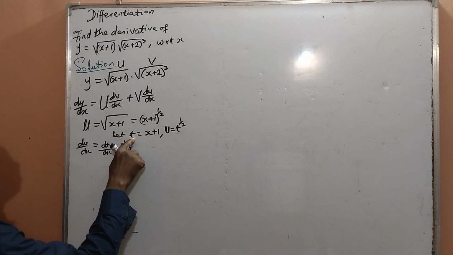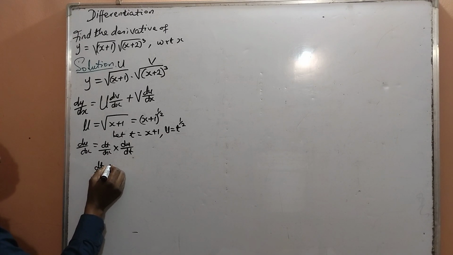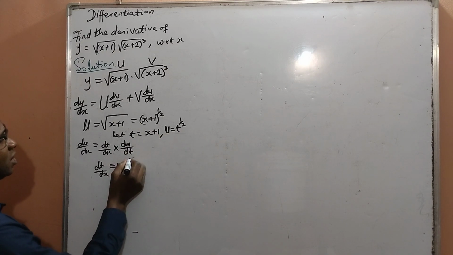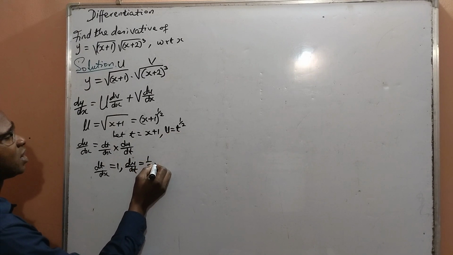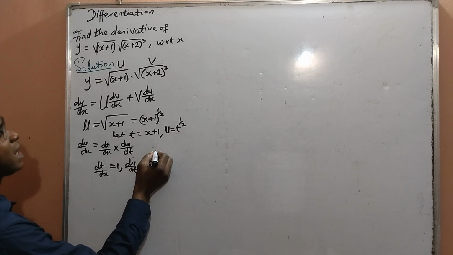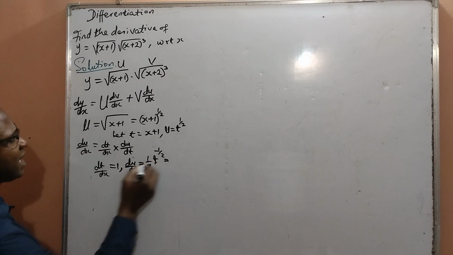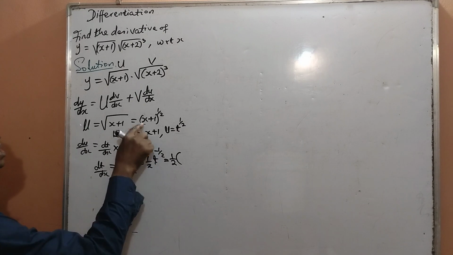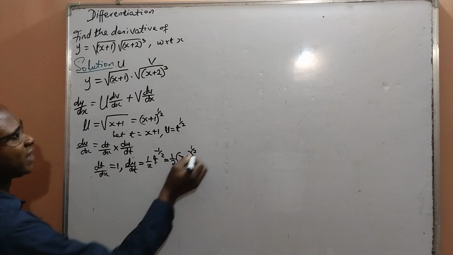But dt/dx is equal to 1. Also, du/dt is equal to 1/2 t raised to power -1/2. Okay? This implies that I can have du/dt written as 1/2 into t, and t is x plus 1, then raised to power -1/2.